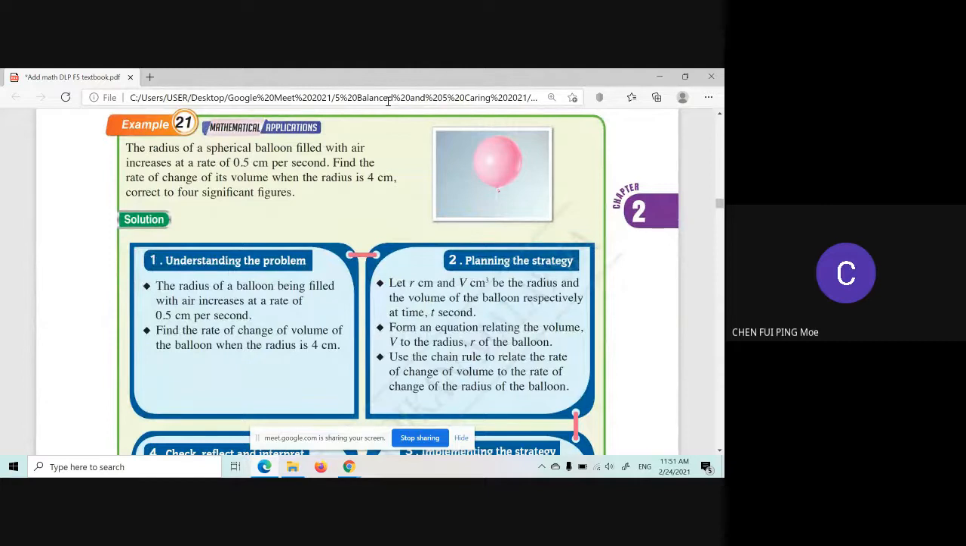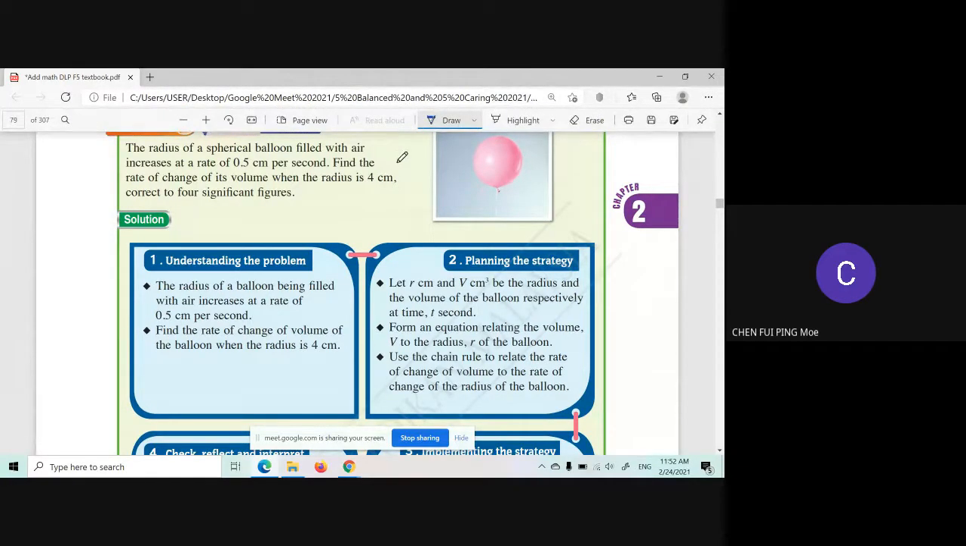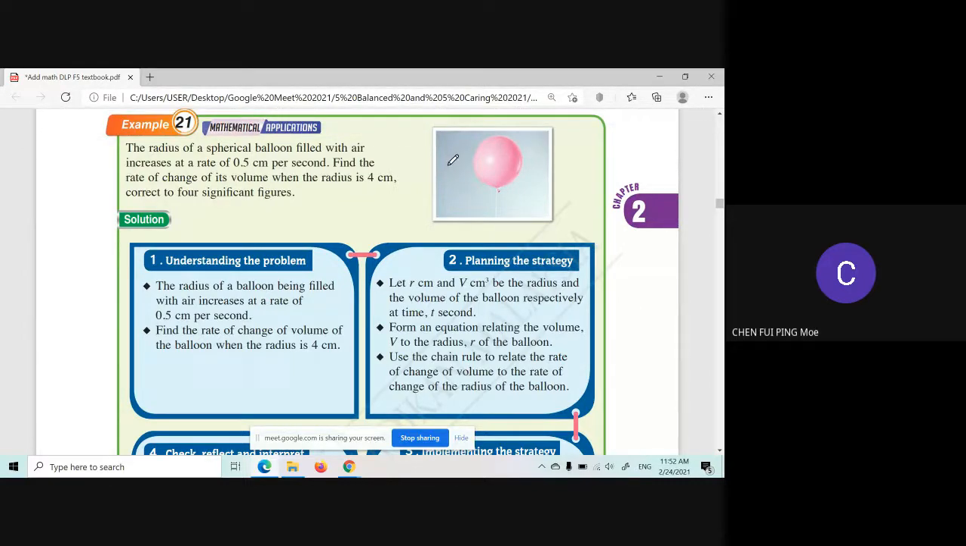Okay, question 21, example 21. So you can try to read the question. The radius of the sphere. So now it's talking about a sphere. So just now was a cone. So this one is a sphere. So meaning that all the formulas, volume formula, surface area formula, you need to memorize. I don't think they will give you in the exam. So memorize it.